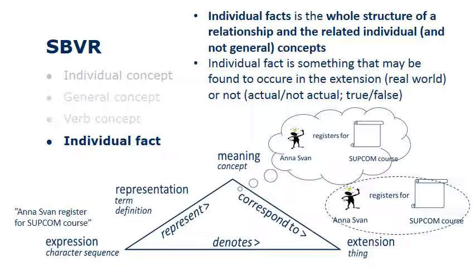Finally, we have the individual fact. Again, look down in the extension, you can see that Anna Svan, which is an instance, is registered for one course, the subcom course, which is an instance. So an individual fact is the whole structure of a relationship and the related individual concepts, and not general concepts in this case. An individual fact is something that may be found to occur in the extension or not. It could be actual or not actual, true or false. It could be false or true that Anna Svan is registered for the subcom course.